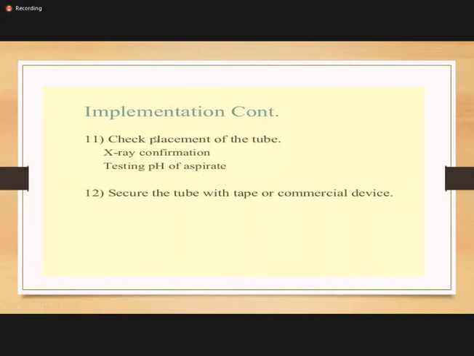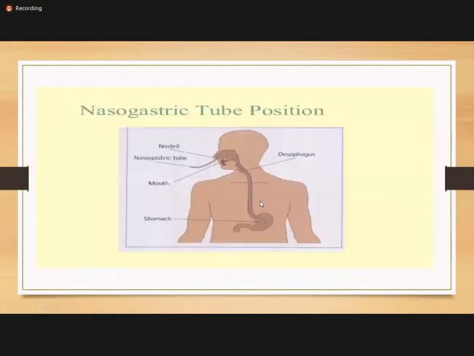If the NG tube intubation is completed, check placement of the tube. How to check? X-ray confirmation, testing pH, aspirate or stethoscope. At the end of passing the tube, secure the tube with the tape like this. This is the position. Tube inserted through the nostril and placed into the stomach.